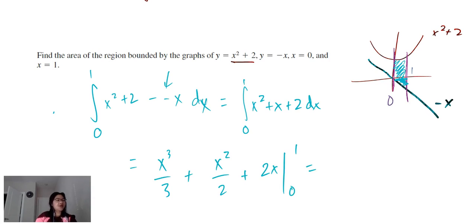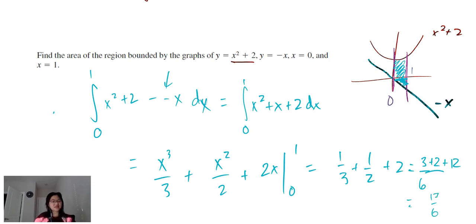All those zeros are going to go away, so we're just left with 1/3 plus 1/2 plus 2. What is that? 6 is our least common multiple, so we get 3/6 plus 2/6 plus 12/6. 3 plus 2 plus 12 is 17. So 17 over 6 is our area between our two curves. This is the area of the region bounded by these graphs.